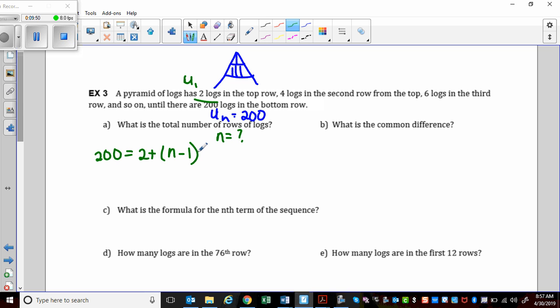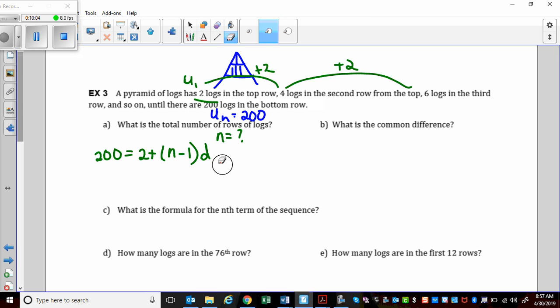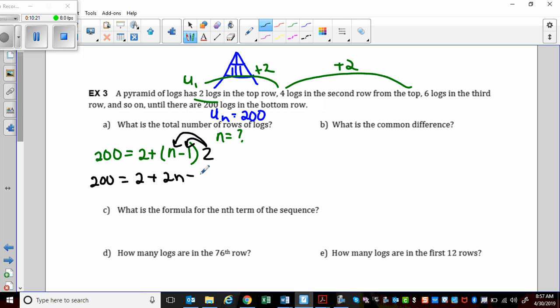times the difference. And it looks like it is arithmetic because 2 to 4 is 2. And 4 to 6 is also plus 2. So it does look like it's arithmetic. Sorry, this is 2. Okay. We have everything we need to fill this out. We just have to distribute our 2. And we're going to get 200 equals 2 plus 2n minus 2. The 2's will cancel, and we'll get 2n equals 200. Divide by 2, n equals 100.